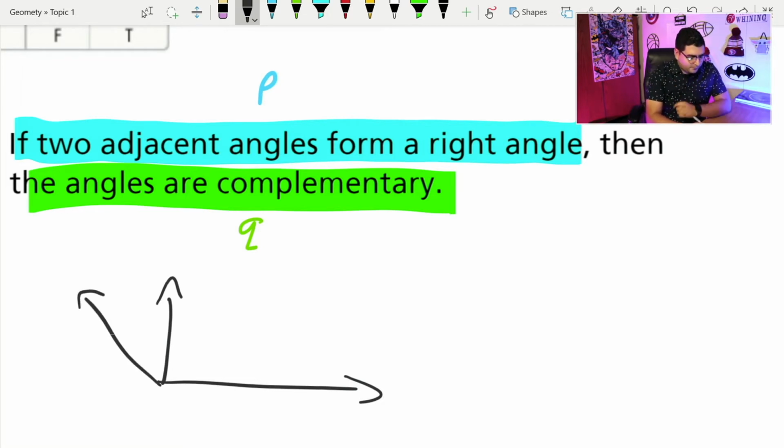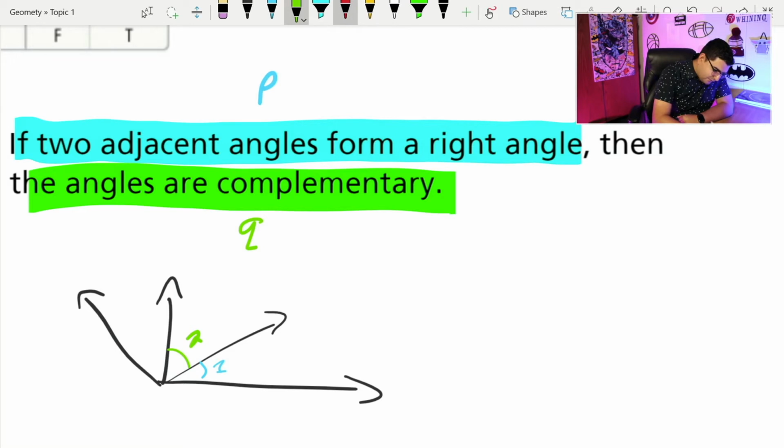So here in this diagram, there are three different angles. Call this one angle 1, angle 2, and we have angle 3. Adjacent angles are angles that are touching each other, right next to each other. We have angle 1 and 2, which are adjacent. We have angle 2 and 3 that are adjacent. So angle 1 and 3 cannot be adjacent because they're not touching each other.